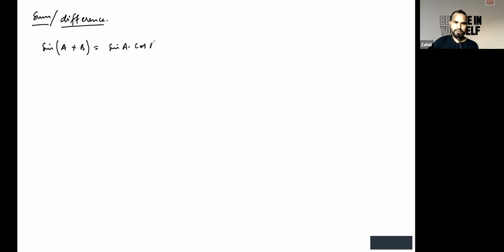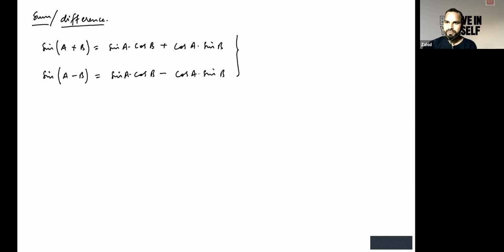Now you have to remember some special formulas which are termed as sum or difference formulas. Let's say sine of A plus B equals sine A times cos B plus cos A times sine B. Similarly, sine of A minus B equals sine A cos B minus cos A sine B.